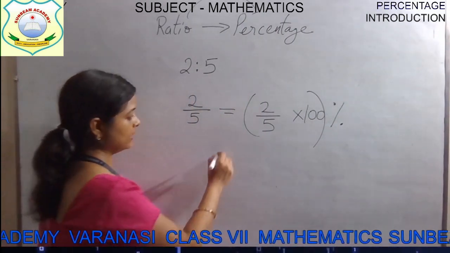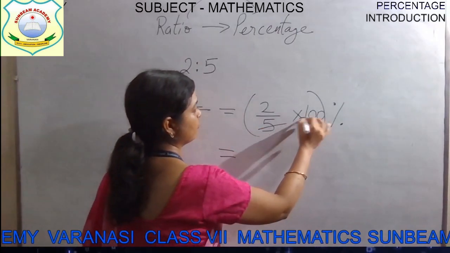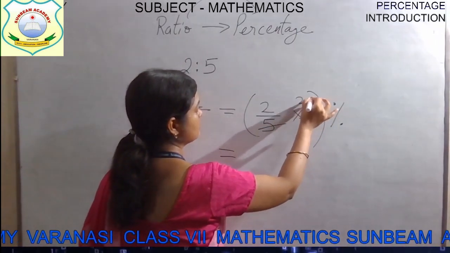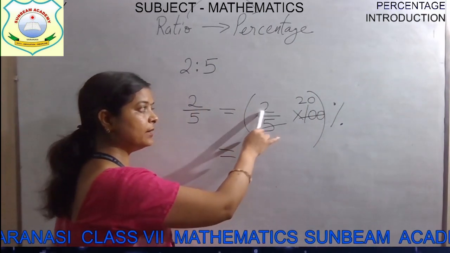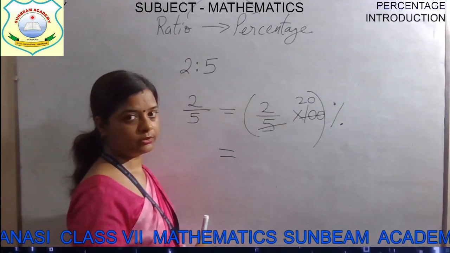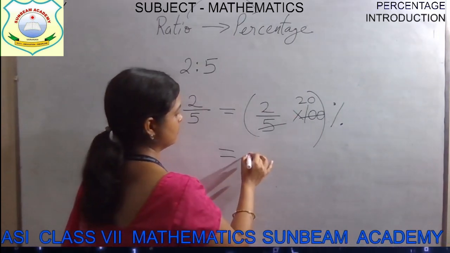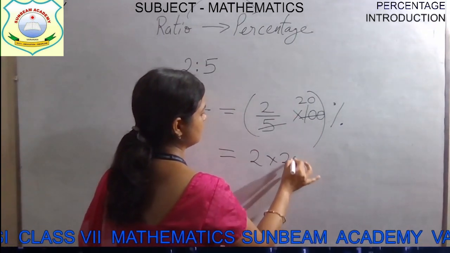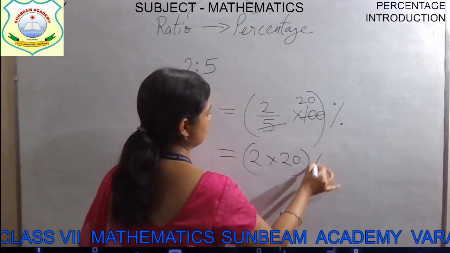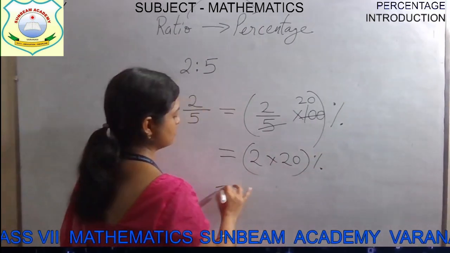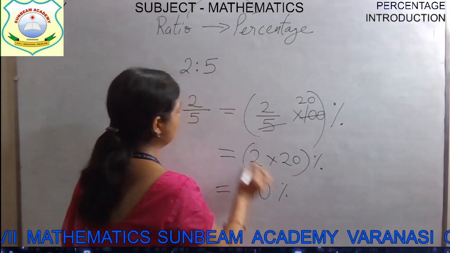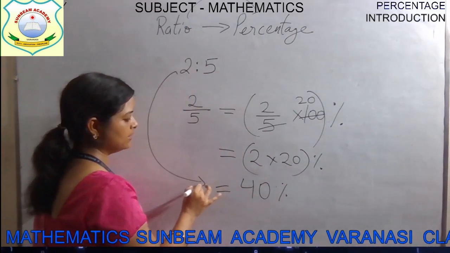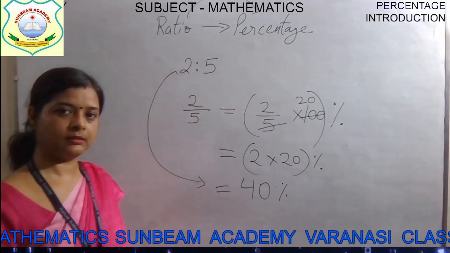Next part. 5 2s are 10, and 0. Simplify it. Now multiply the numerator: 2 into 20, 2 into 20%. I am moving one more step ahead, children. So this is how much? 40%. 2:5 is the same as 40%.